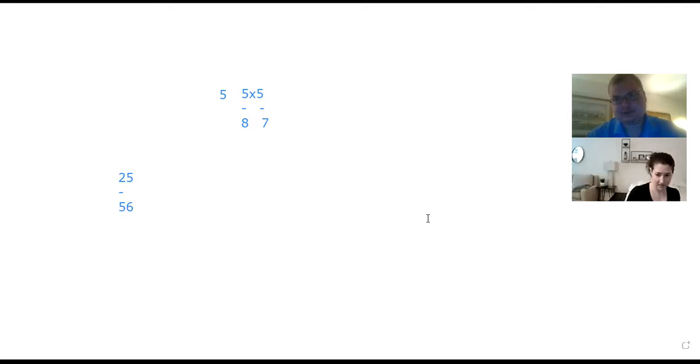Sure. If I were a student, I might say, okay, how do you know you can't simplify it more just by looking at it? They don't share any common factors. 25 and 56 don't share any common factors. So it's as simplified as it can get.